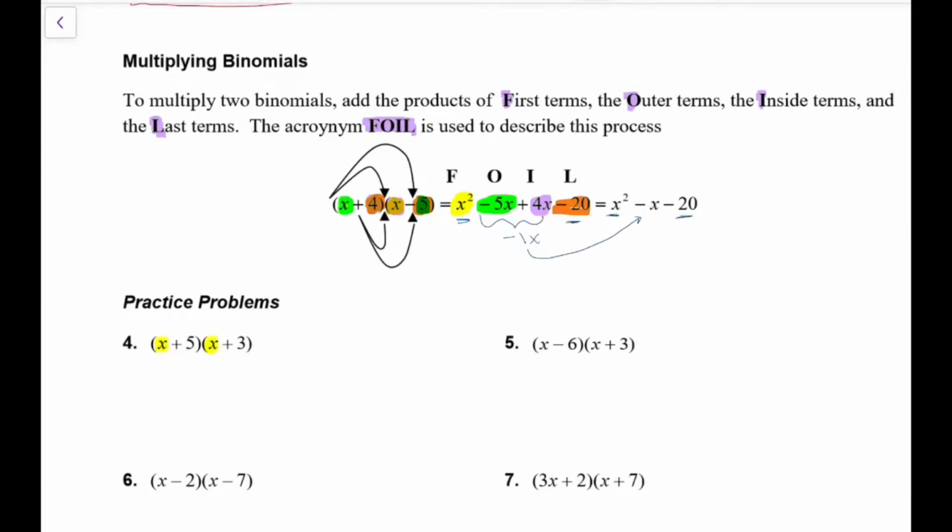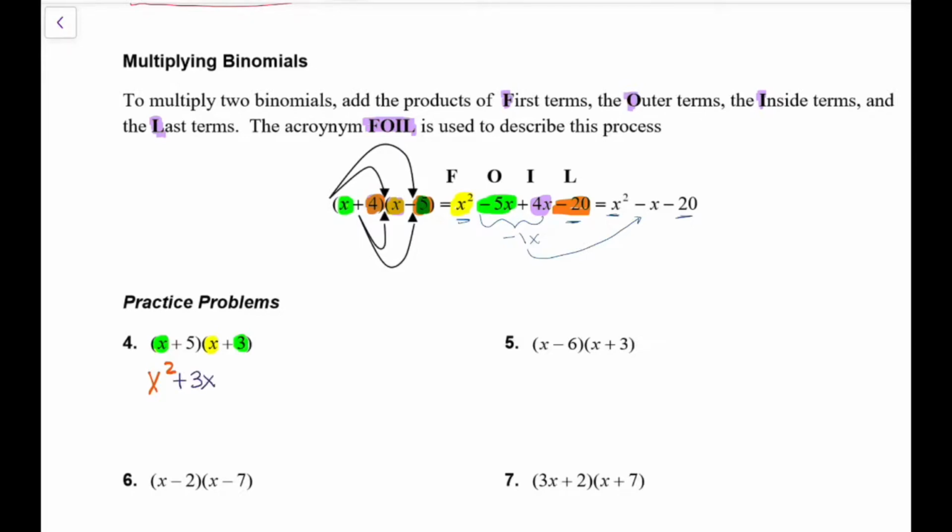Looking at number 4, we're going to times those first two terms together. X times x gives us x squared. We add 1 plus 1 to give us the 2 exponent. Then we take the outside two terms, x times 3. That gives us 3x. So I add plus 3x for our second term there.